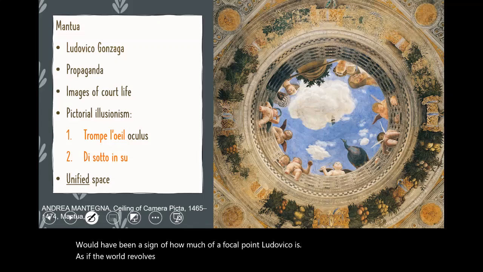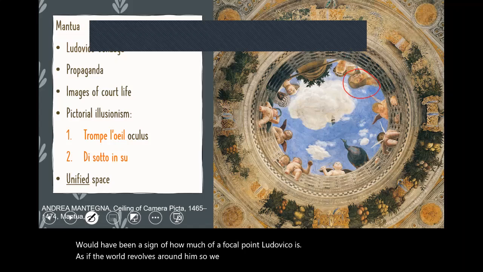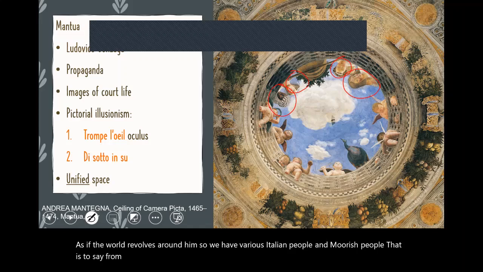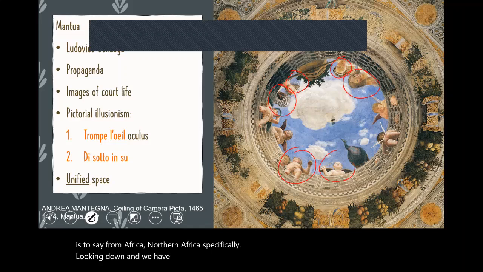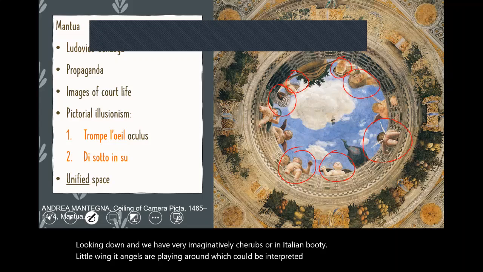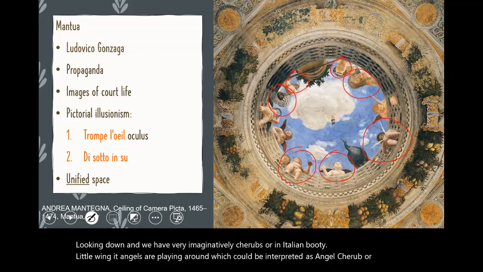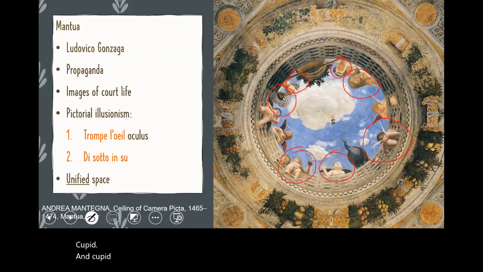So we have various Italian people and Moorish people, that is to say, from Africa, Northern Africa specifically, looking down, and we have very imaginatively cherubs, or in Italian, putti, little winged angels playing around, which could be interpreted as angel, cherub, or as Cupid. And Cupid, the god of love, certainly would be appropriate for the ceiling of a marital chamber, no?